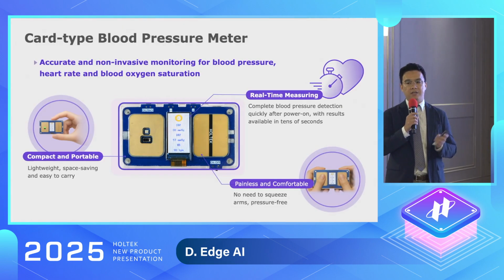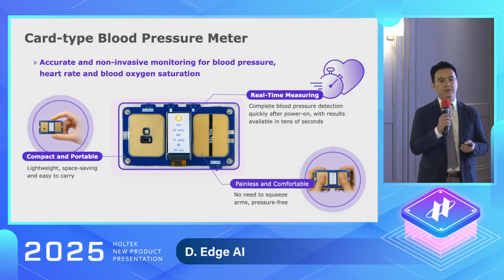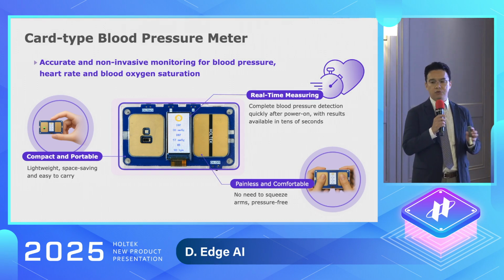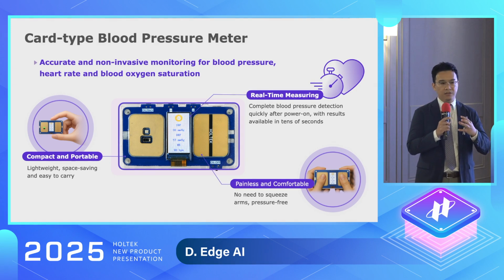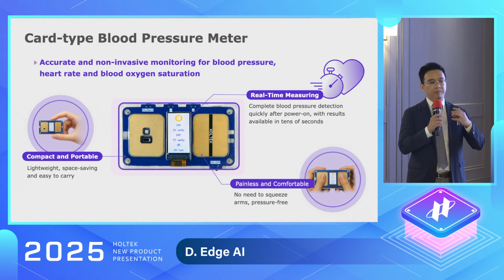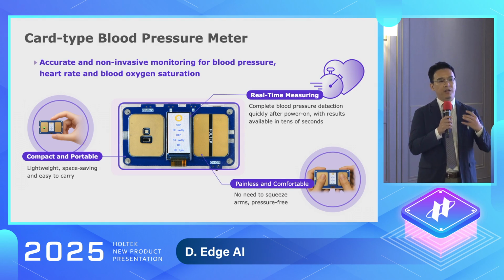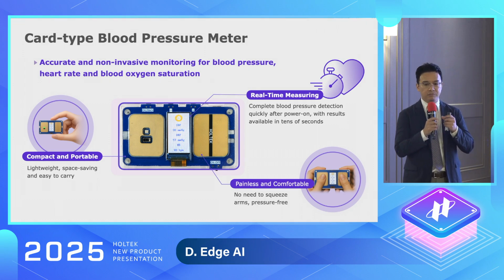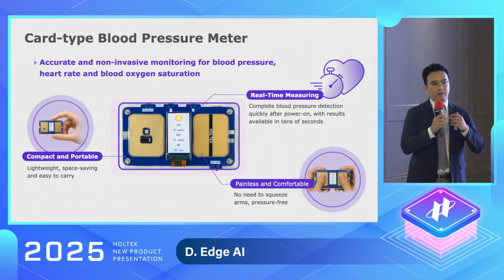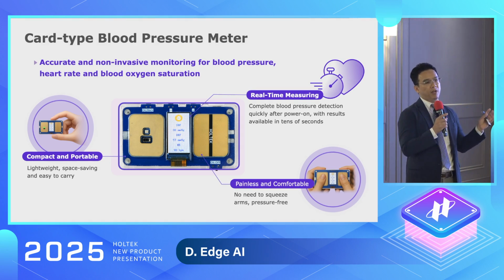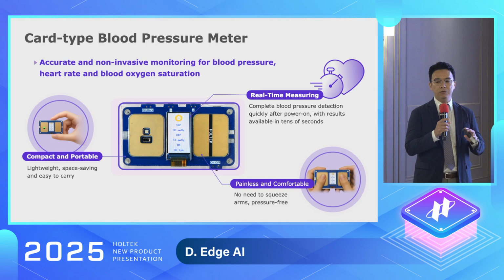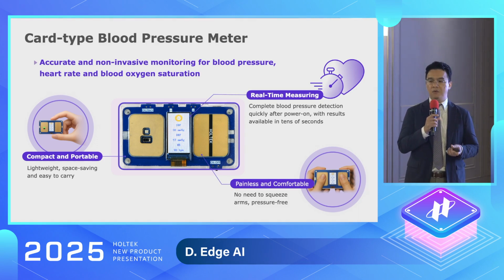Okay, let's meet our second superhero, the car-type blood pressure meter. Personally, this is my favorite. Why do I love it so much? Because with such a small and compact size, it can do a lot of things. It can measure your blood pressure, heart rate, and blood oxygen saturation all at once. And compared with the traditional blood pressure meter, there's no need to squeeze your arm, so it will greatly lower your discomfort.